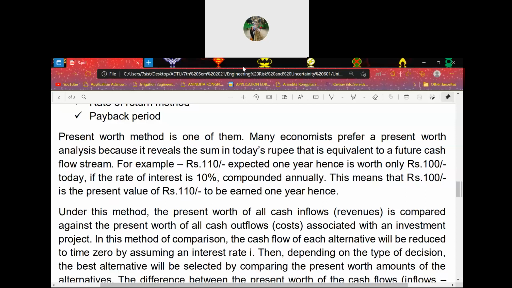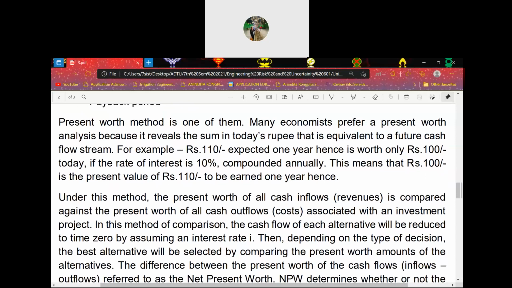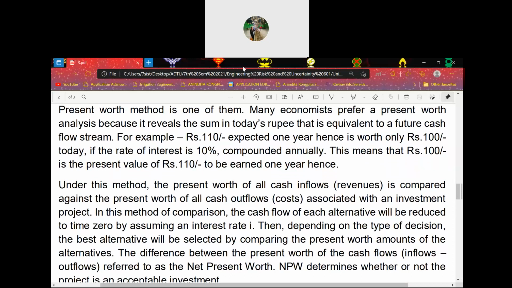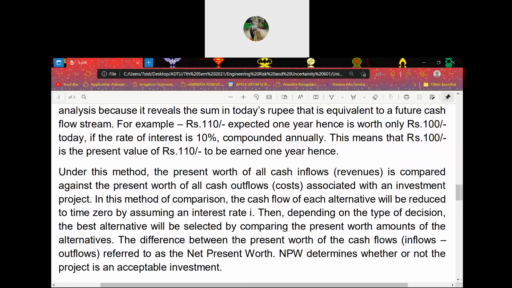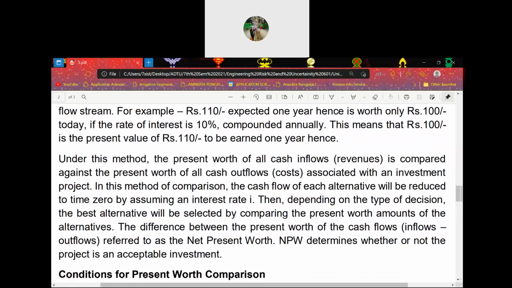And then, depending on the type of decision, the best alternative will be selected by comparing the present worth amount of the alternatives. The difference between the present worth of the cash flows, that is the inflows and outflows, is referred to as the net present worth, that is NPW. And NPW determines whether or not the project is an acceptable investment.